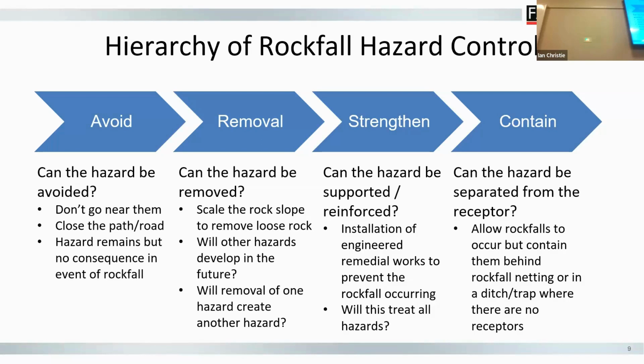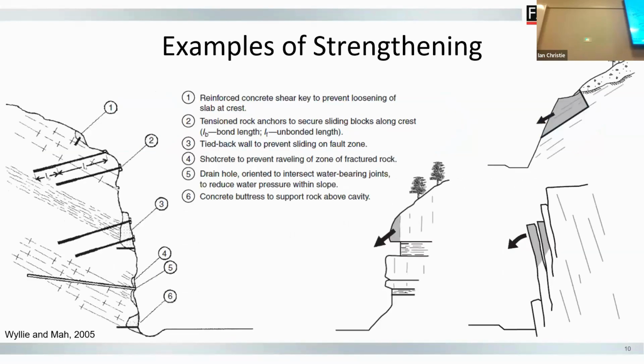It's quite common for sites or projects to involve more than one of these elements. You might scale the rock slope first, then install rockfall netting, or you might install some reinforcement dowels and then use a catch fence somewhere. So you can use a combination to treat the different hazards that you have. I'll leave avoid and removal for now. Corin will come on to those shortly, but I'll very quickly touch on strengthen and contain.